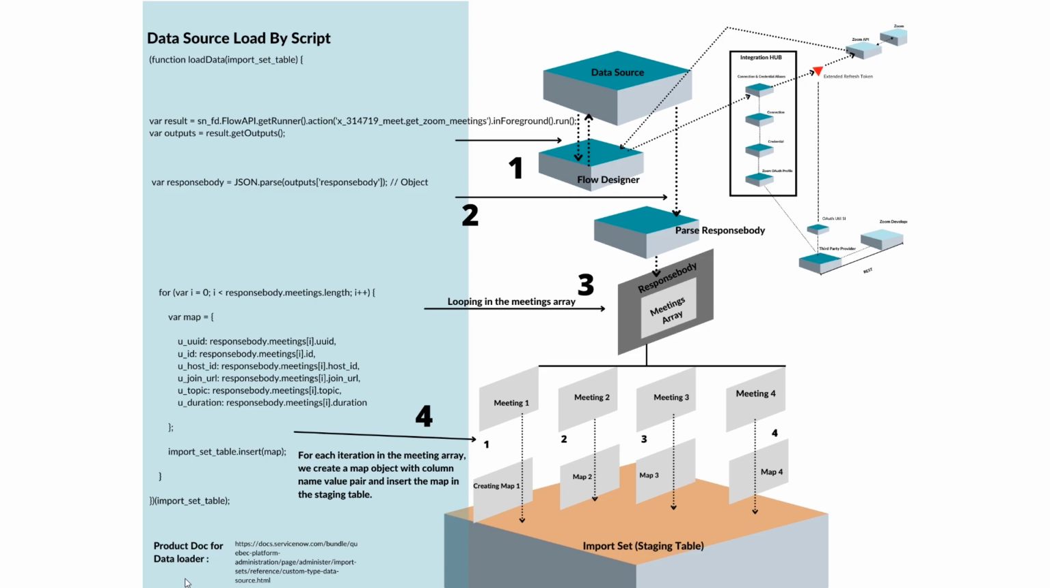So we have some other methods like adding columns. So this is how we get the data. In summary, we call the flow designer action with the code, then we get the response, we parse the response, we run a loop inside our response, specifically in the meeting array, and for each meeting we create a map object that we insert in our staging table.